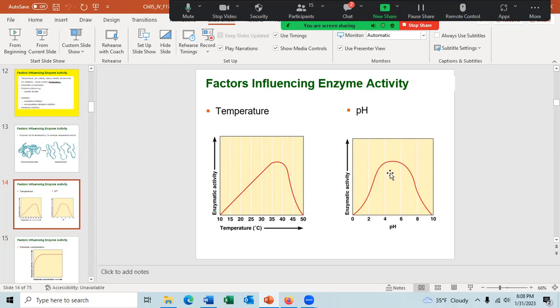The same with pH. This pH is optimal around pH 5. So this might be a skin enzyme. And then when you move away from that, the enzyme will have less activity. And you move further away, the enzyme will have less activity. You move into extreme pH 10 or pH 0, the enzyme will not have any activity. And we can say the enzyme is totally denatured. Any questions about any of that?